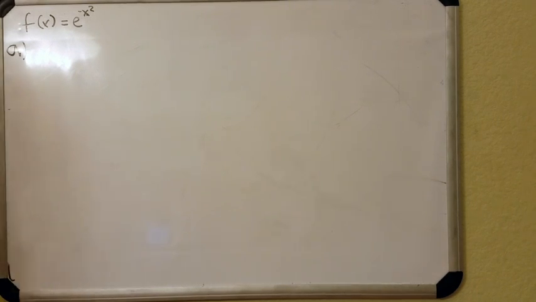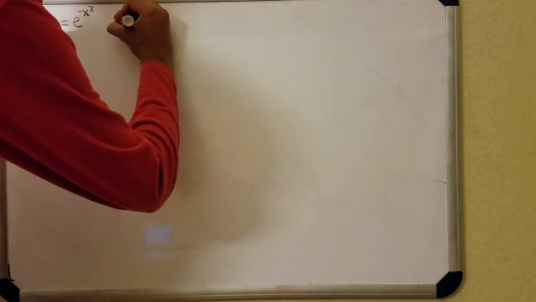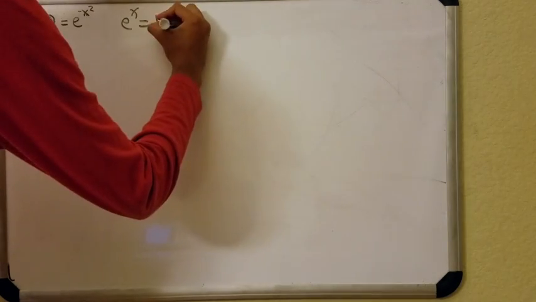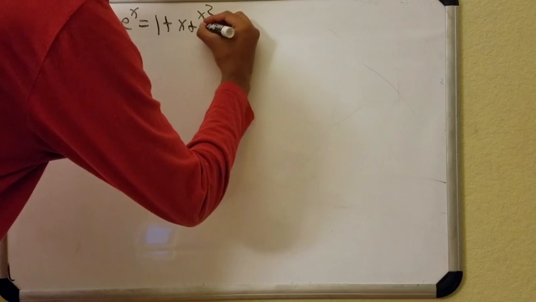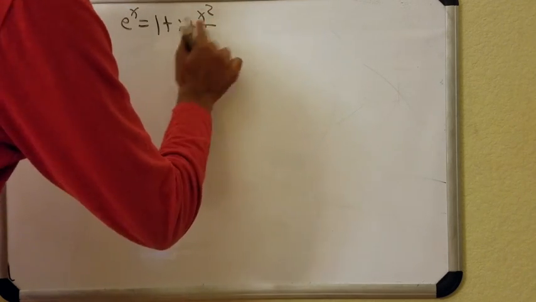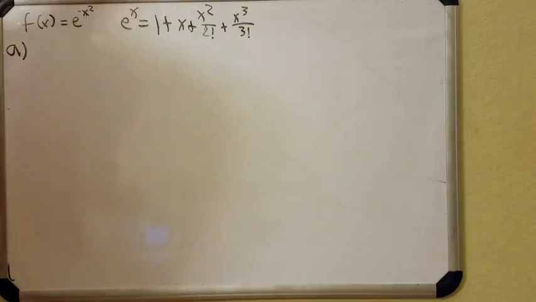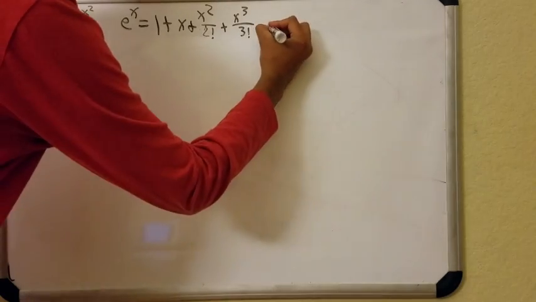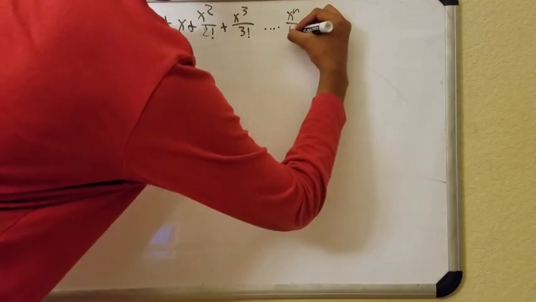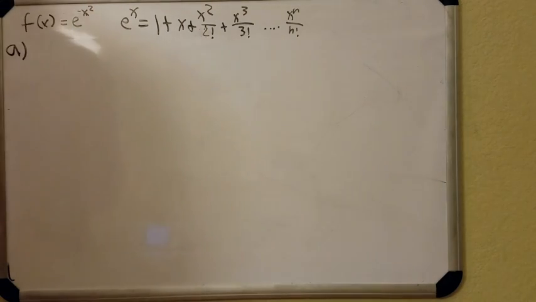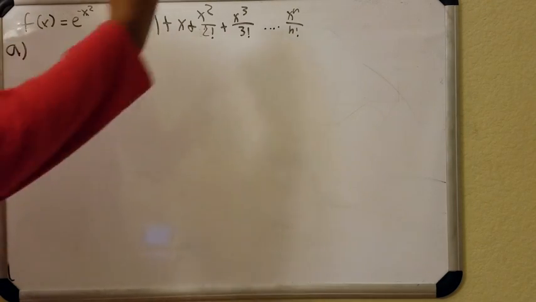For this, we need to remember that the Taylor series representation of e to the x is the sum of x to the n over n factorial. If we write that out in four terms, it would be 1 plus x plus x squared over 2 factorial plus x cubed over 3 factorial, and in general x to the n over n factorial. This is the representation of e to the x. To make this e to the negative x squared, we just substitute negative x squared for x in this equation.